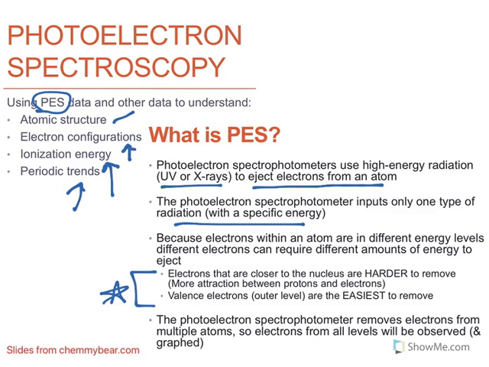When we're thinking about the energy of those electrons, the electrons that are closer to the nucleus are much harder to remove. There's more attraction between the protons and the electrons when they're really close to the nucleus. Those valence electrons are the easiest ones to remove. And so again, that distance from the nucleus is going to be important when we're looking at these PES. The photoelectron spectrophotometer removes electrons from multiple atoms, and so electrons from all energy levels can be observed and therefore graphed. And so we'll see multiple peaks on our graph, not just one peak.